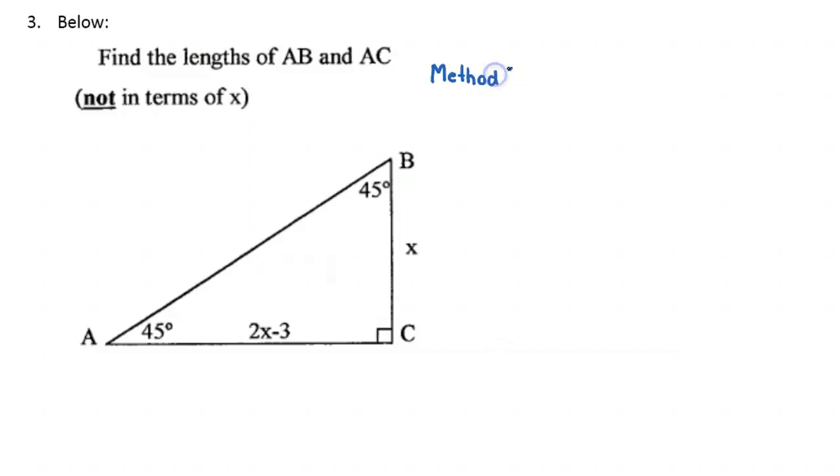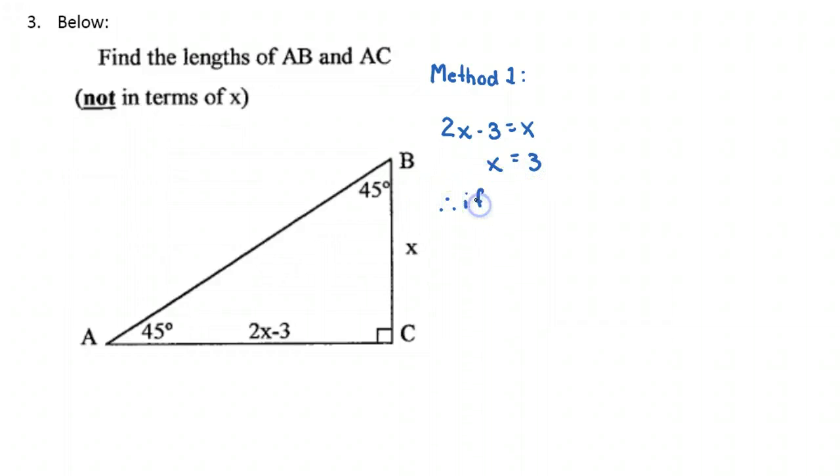Method one relies on the fact that we notice this is a special triangle case. Since it's a 45, 45, 90, that means the opposite and adjacent are equal. So if 2x minus 3 is one side and x is the other, I can make the statement that 2x minus 3 has to equal x. And we can quickly see, with some algebraic manipulation, x is 3.